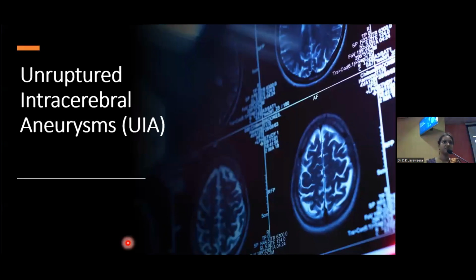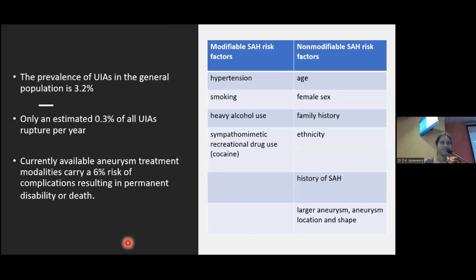So let us look at the other end of the spectrum, that is unruptured intracerebral aneurysms. If I just assume that there are 100 people in this audience, 3 of you will have intracerebral aneurysms, which are obviously unruptured. But less than 1% of these will rupture per year. Compare that to the 6% risk of complications following aneurysm treatment, which can include death and even permanent disability. So you must predict which are the ones that can give rise to a potential SAH.